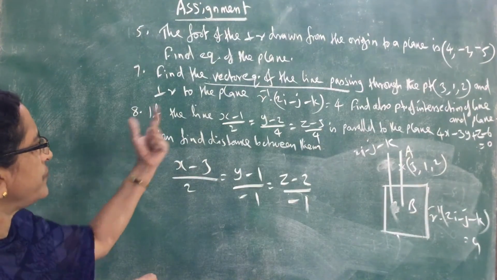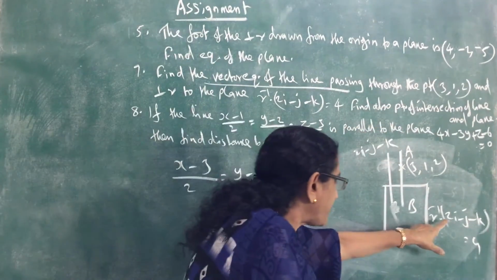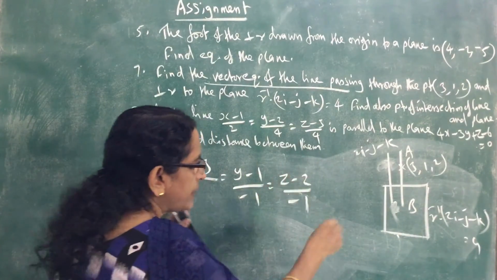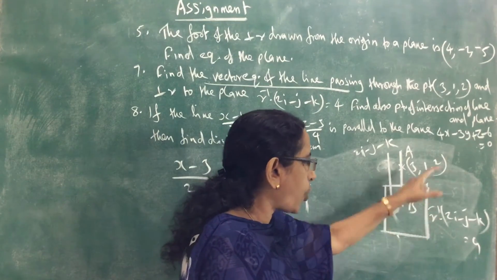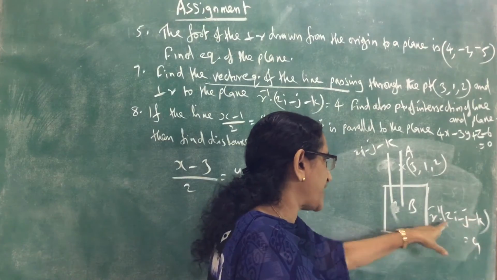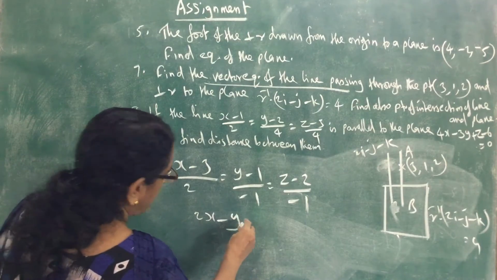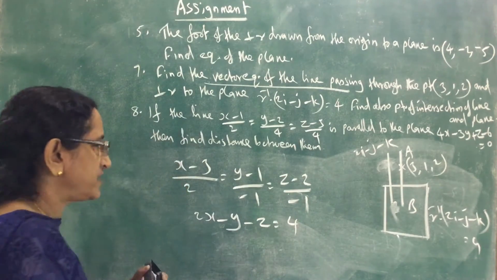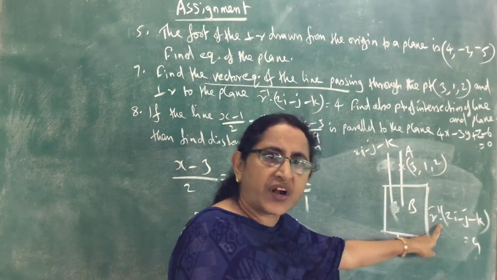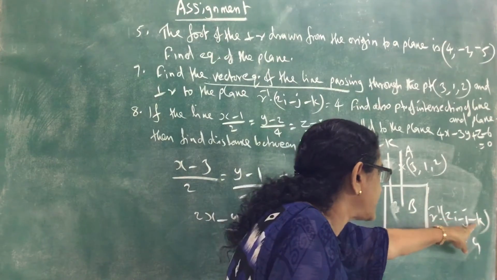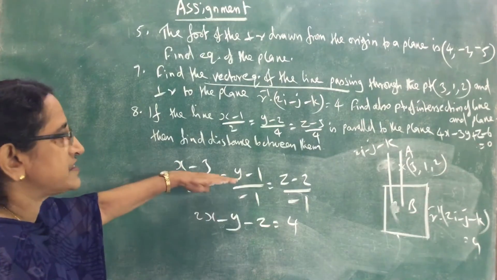Now what do we want to find? We want to find the point of intersection of line and plane. This is the line, and what is the plane in Cartesian form? See, we know vector r is xi plus yj plus zk. So xi plus yj plus zk dot 2i minus j minus k is 2x minus y minus z. So the plane is 2x minus y minus z equal to 4. This is just to convert the vector form into Cartesian form. So this is the Cartesian form of the plane, and this is the Cartesian form of the line.